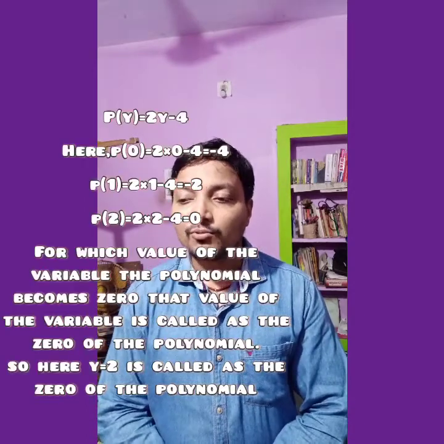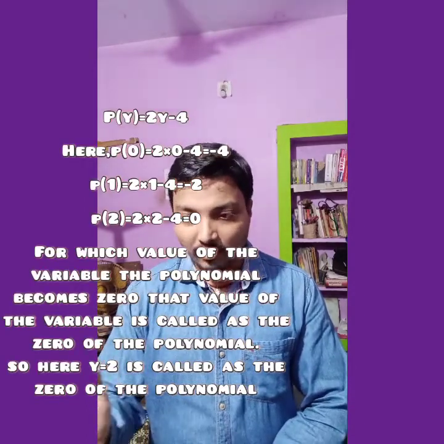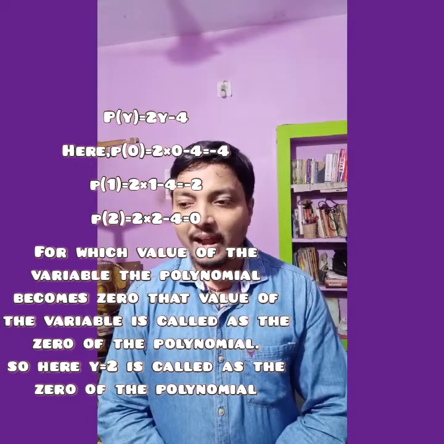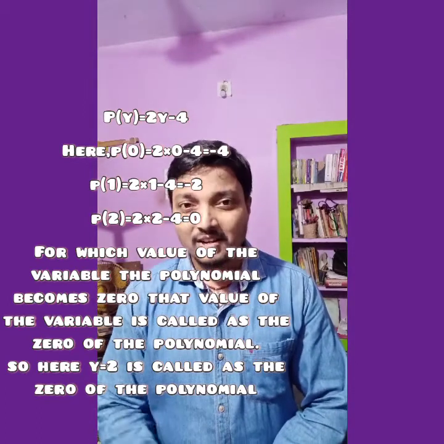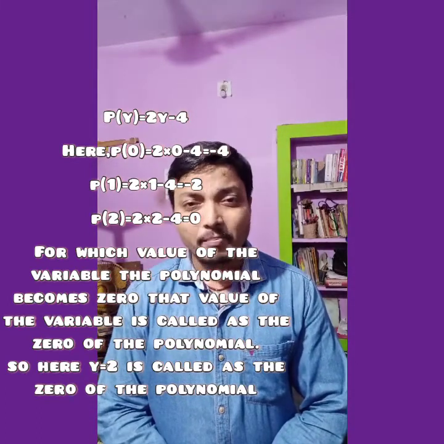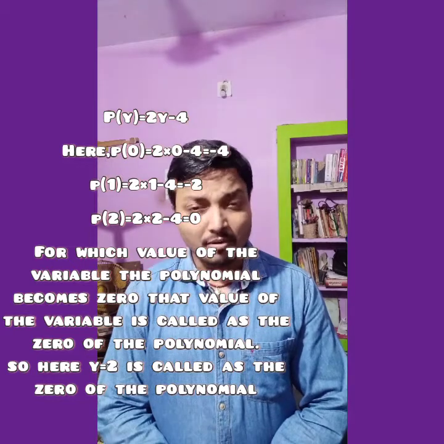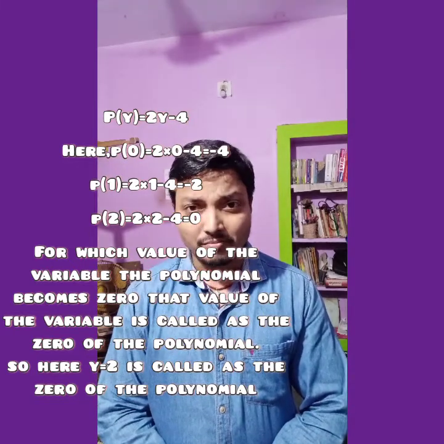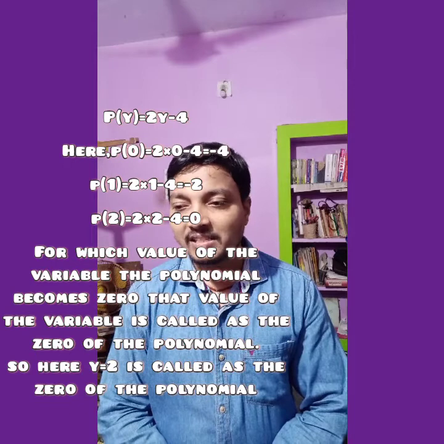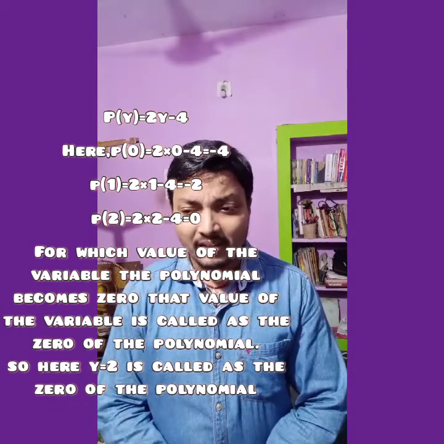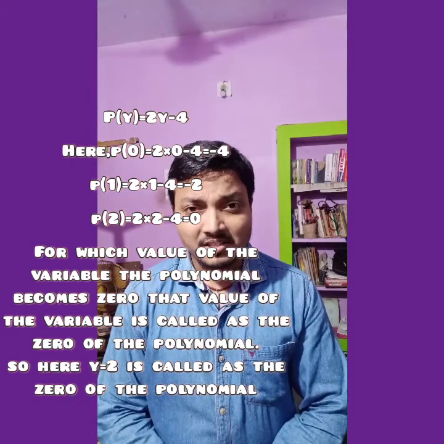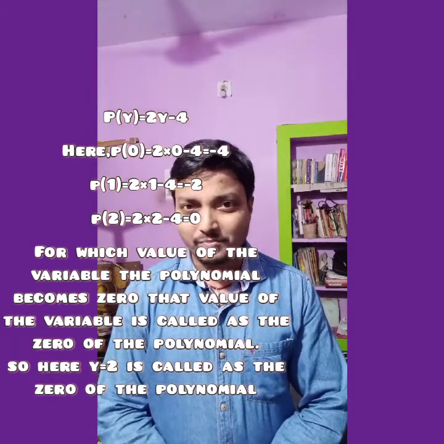Okay, in one example the polynomial is p(y) = 2y minus 4. We know how to find the value of a polynomial. Suppose I say you have to find p(0), that is, the value of the polynomial at y equal to 0. On putting it in, you get 2 into 0 minus 4, which is equal to minus 4. So the polynomial value at y equal to 0 is minus 4.